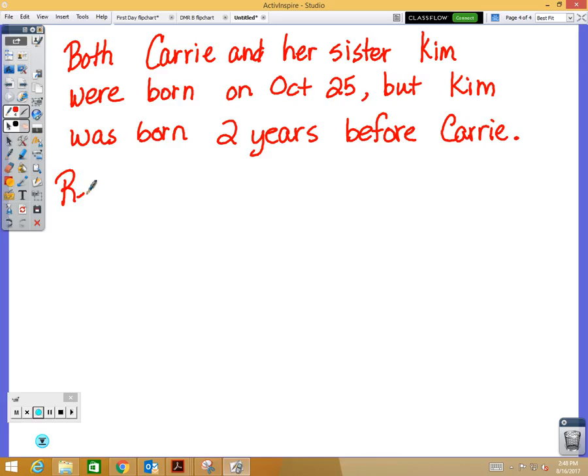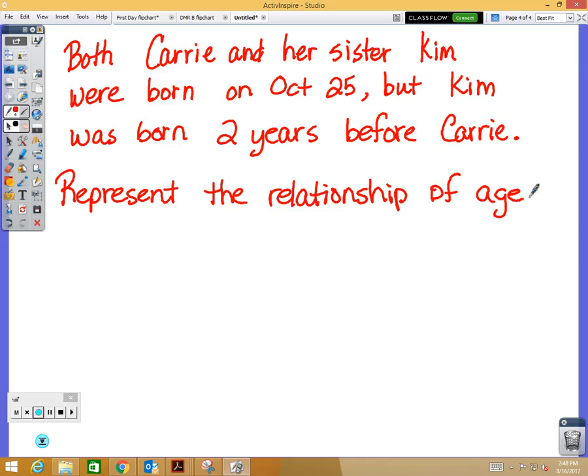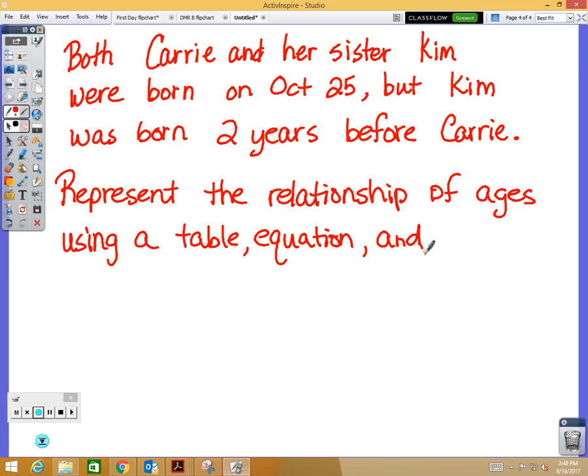So we're going to represent the relationship of ages using a table, equation, and graph. Both Carrie and her sister Kim were born on October 25th, but Kim was born 2 years before Carrie. Represent the relationship of ages using a table, equation, and graph.